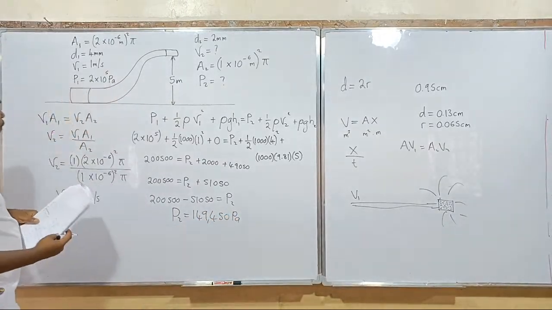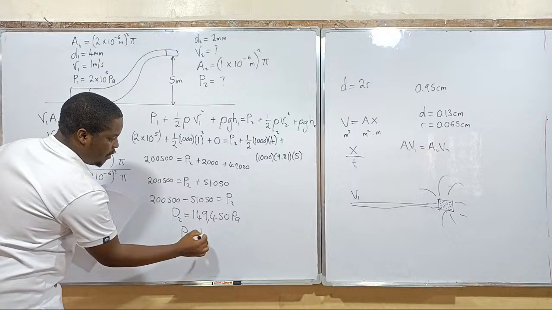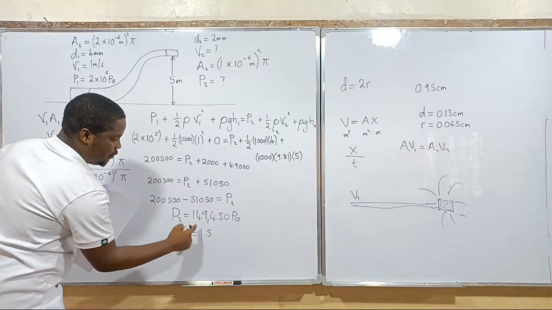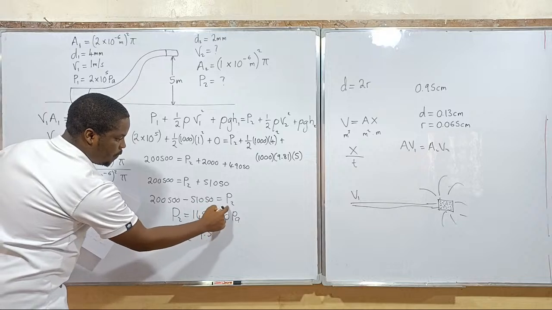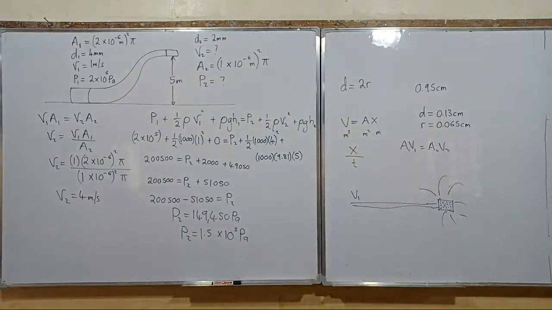Let's put it in standard form because they are given in standard form. So in standard form, this will be pressure 2 is equals to 1.5. We round it off. How many zeros? 1, 2, 3, 4, 5. So times 10 to the power 5 pascals. Very simple. Okay, that was question 3.